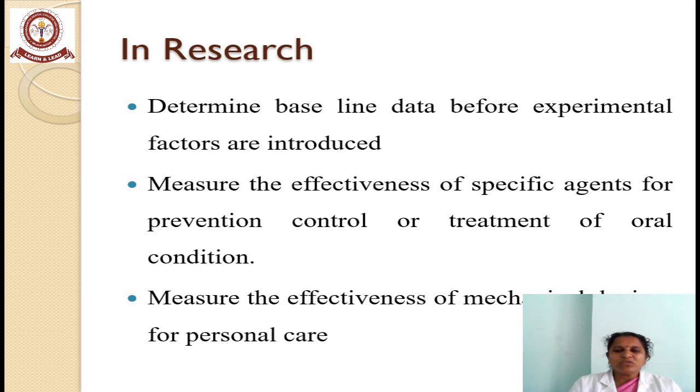In research, by using the values coming from the indices, we can have the baseline data for the factors we are measuring, and we can measure the effectiveness of any preventive controls or any agents or any treatments we are providing, and we can measure the effectiveness of mechanical plaque control or the professional care taken by the patient.